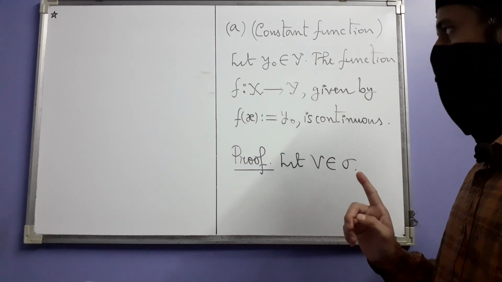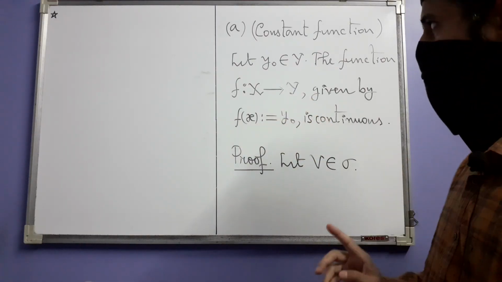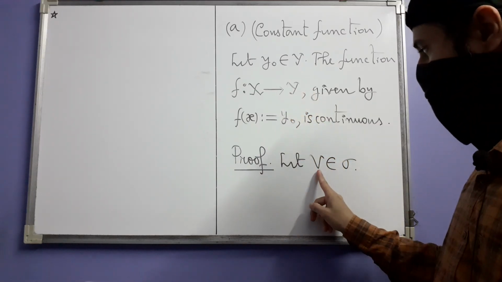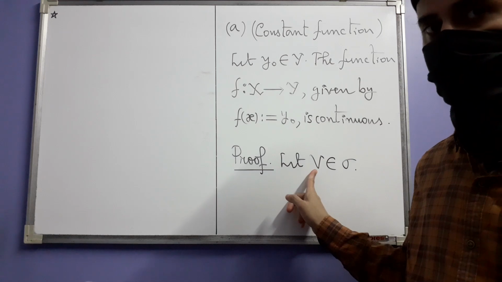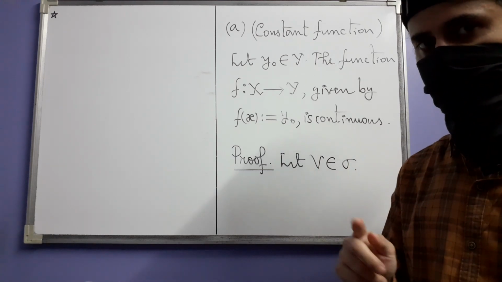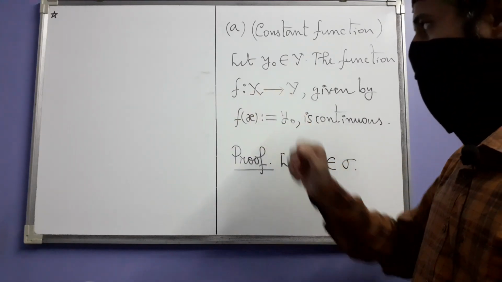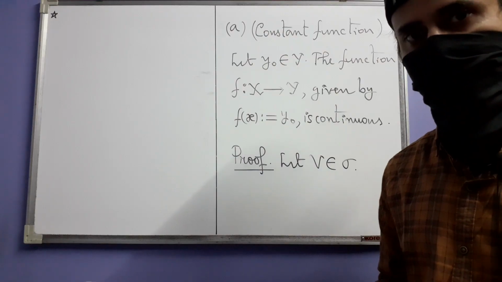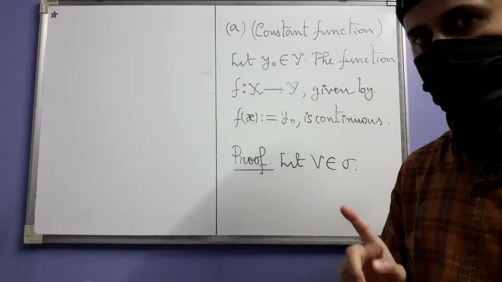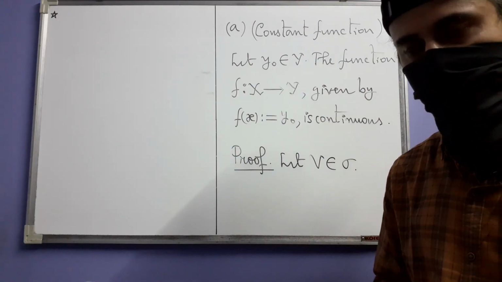So what do we have to prove here? That this function is continuous. What does that mean? It means that if we take any open set in Y, for example here we have taken an open set V in Y, that means V is an element in the topology σ, which is the topology on Y. Then the inverse image of V under f needs to be open in X. That means we have to show that f inverse of V belongs to the topology on X. That means it belongs to τ.